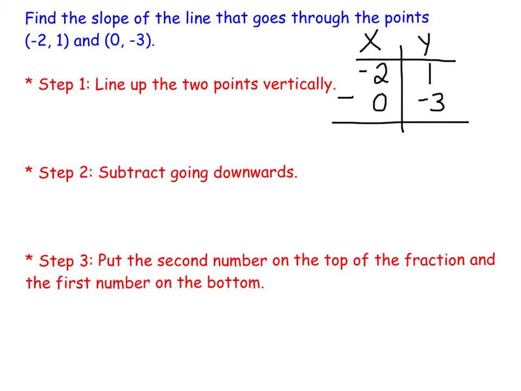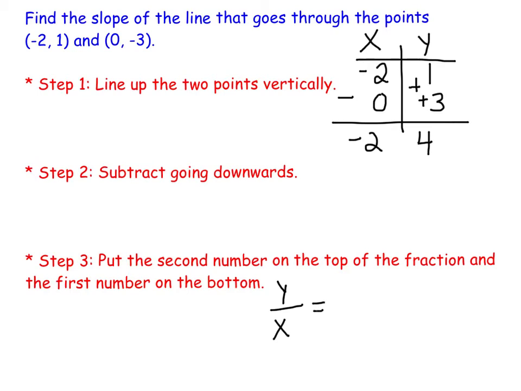-2 minus 0 is -2. 1 minus -3. Now look at what we have going on here. We have a minus and a negative. Think about bloop bloop. We need to bloop bloop this right here, and we end up with 1 plus 3, which is 4.